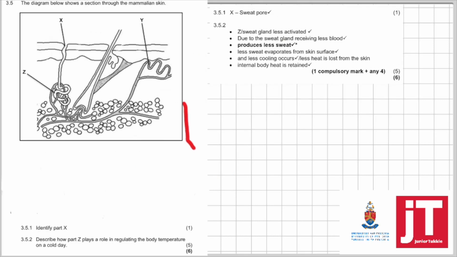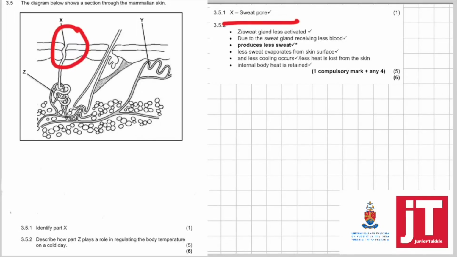Now, let's look at 3.5. Right, you look at the diagram here. 3.5.1. X. What pore is this here? That is the sweat pore. 3.5.2. Describe how the part Z plays a role in regulating the body temperature on a cold day. Right. So, how does Z play a role in regulating the body temperature on a cold day?